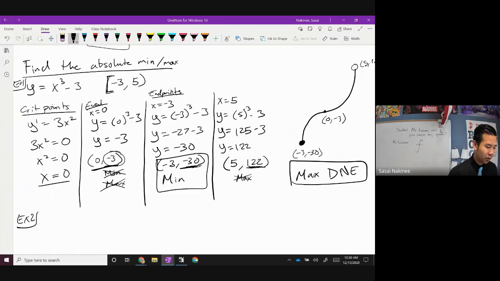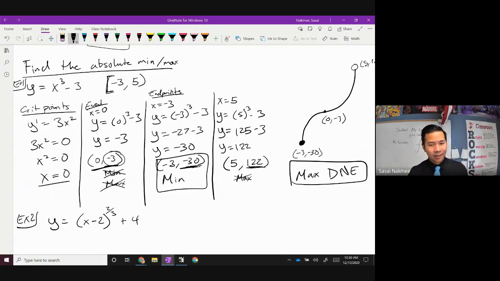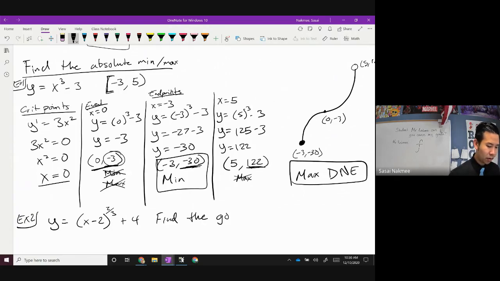For example 2, I'm going to have y equal to, let's go with this last one right here, (x minus 2) to the 2/3 plus 4. And we're going to do this for the entire domain from -infinity all the way up to +infinity and see if we can find the global extremes.